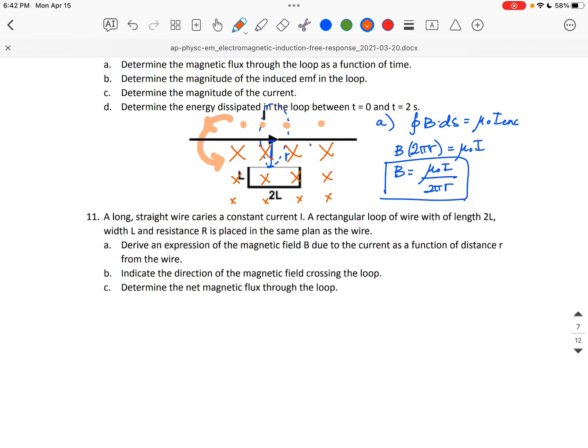Now, if you look at the size of my magnetic field symbols going into the page, the magnitude of the magnetic field is much larger the closer it is to the wire, and it gets smaller and smaller the further away it gets. So this is going to be important when we start problem part C. But the direction in this scenario is going into the page.